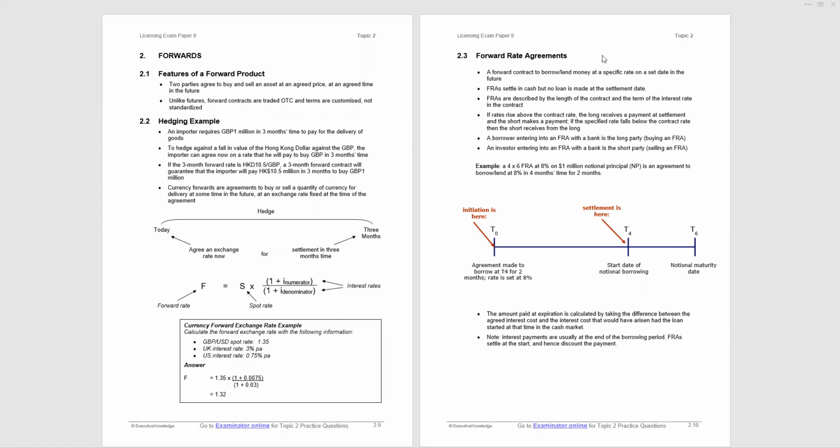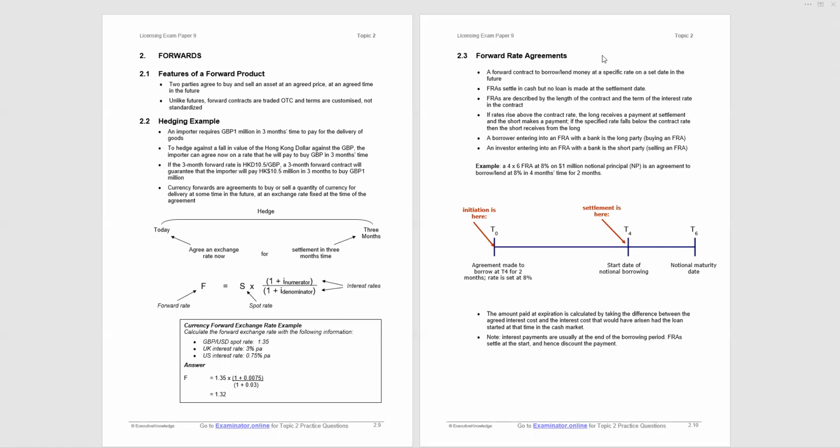To hedge against a fall in the value of the Hong Kong dollar, so the other currency is the Hong Kong dollar, and if the Hong Kong dollar falls in value compared to the pound, it's going to be more expensive. So to hedge against a fall in the Hong Kong dollar, the importer can agree now on a rate that he will pay or she will pay to buy pounds in 3 months' time. That's what lies behind a forward contract. You're agreeing at a price now that you will pay sometime in the future.